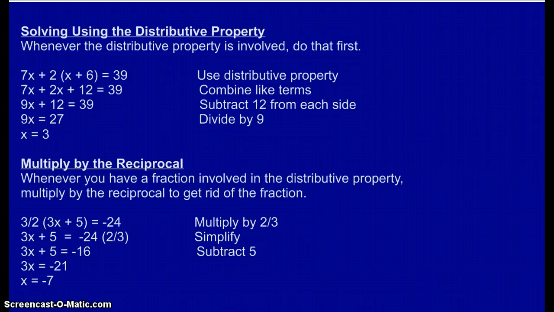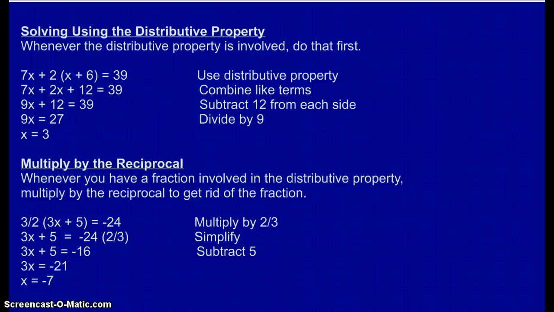Then we come to the step we saw in the previous slide. Now we're going to combine our like terms. So 7x plus 2x is 9x, plus 12 equals 39. We're going to subtract 12 from both sides to isolate the 9x term. And then we're going to divide by 9 to solve for x, which is x equals 3.